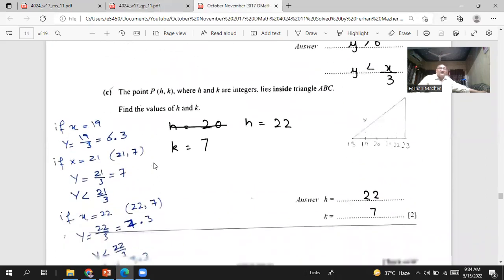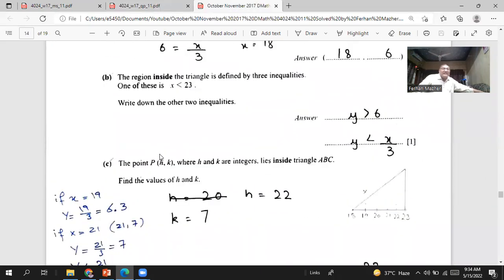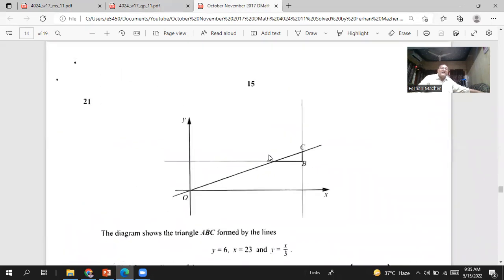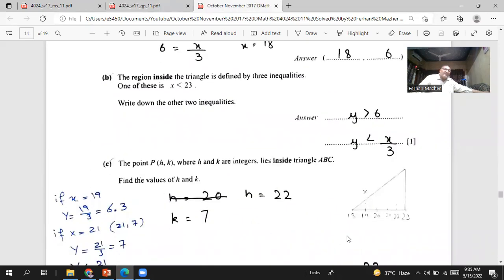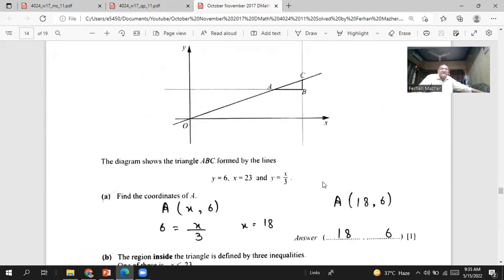This C part, which is of 2 marks: the point h, k, where h and k are integers, lies inside the triangle ABC. Find the values of h and k. Okay, you see this triangle. I know the coordinates of A, C, and B. A's x is 18, and B's x is 23. So the h value has to be between 18 and 23. The y value can change from 6 to C's value.